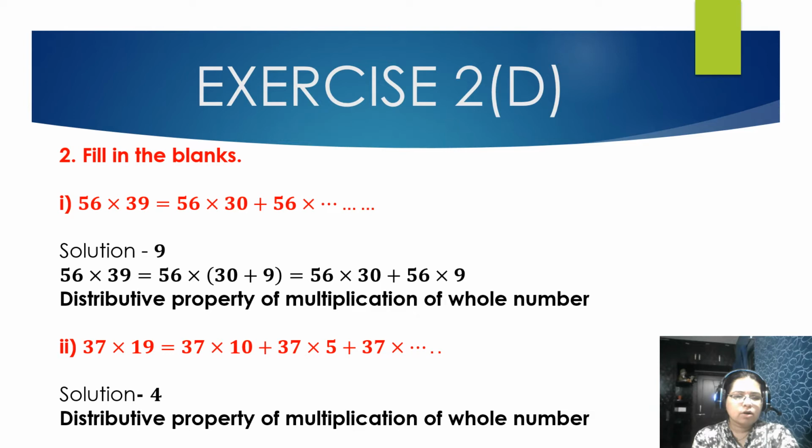And we know we can write 39 as 30 plus 9. 39 equal to 30 plus 9. So 56 multiplied by 39 equal to 56 multiplied by (30 plus 9) equal to 56 multiplied by 30 plus 56 multiplied by 9. And this is the distributive property of multiplication of whole number.